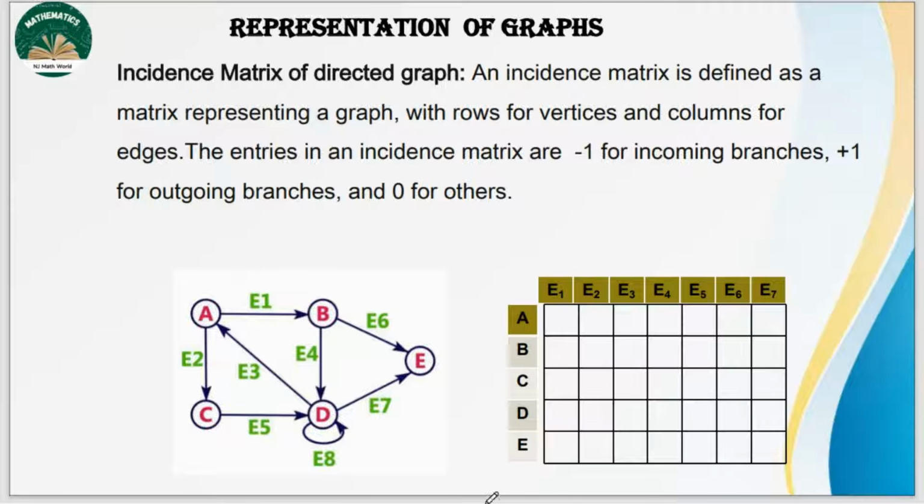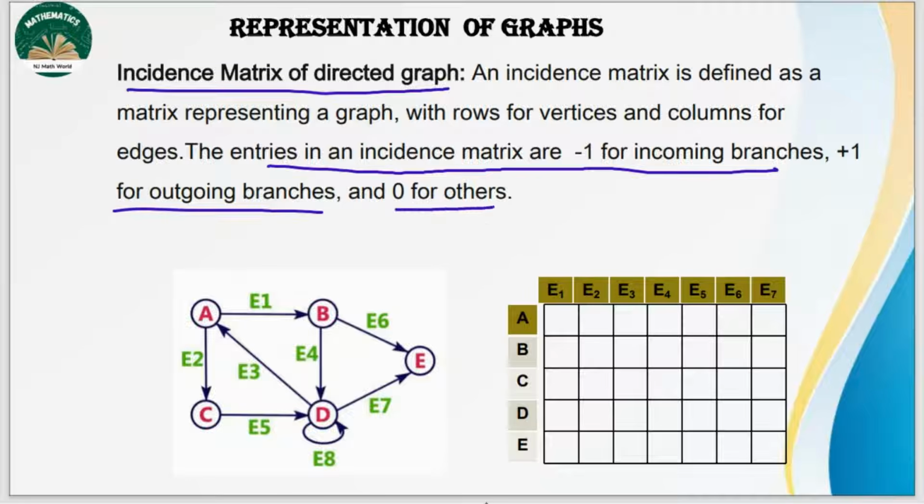Okay. Then yeah, we have the incidence matrix of a directed graph. What is meant by directed graph? The entries in an incidence matrix are -1 for an incoming branch. If it is coming inside, that is if it is moving towards the node, it is -1. +1 if it is going out, and 0 for others. If there is no edge, it is a 0. If it is going out, it is +1. If it is moving towards the point, it is -1.